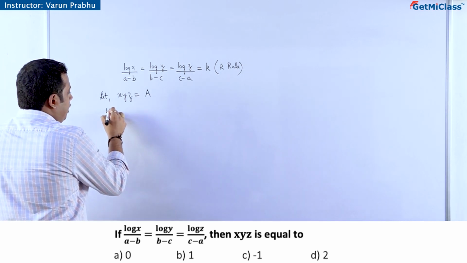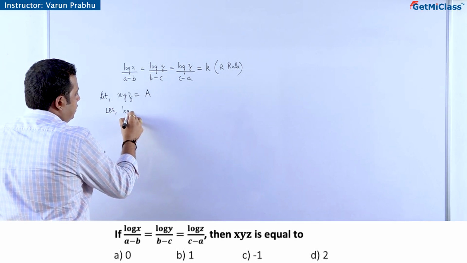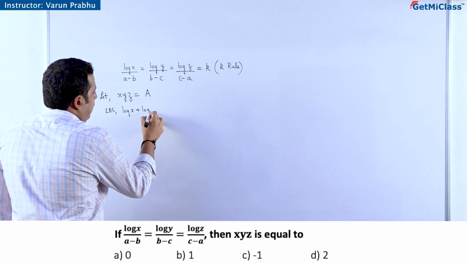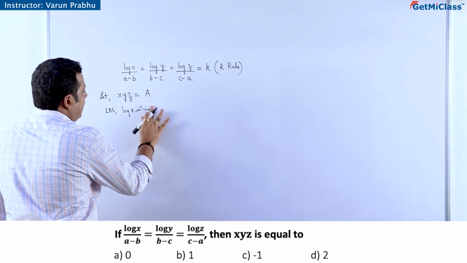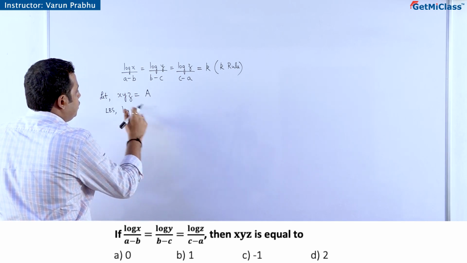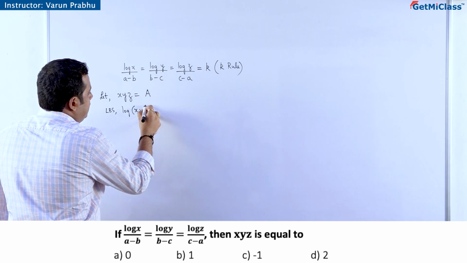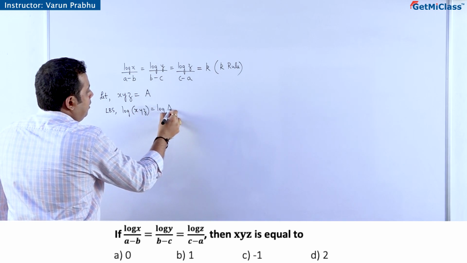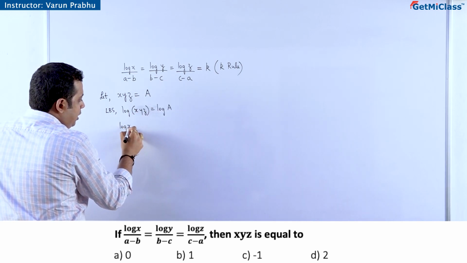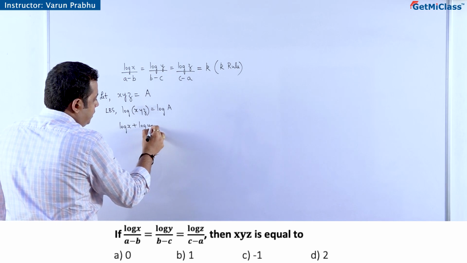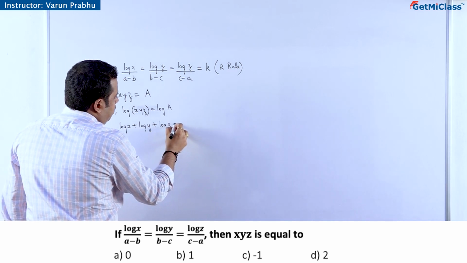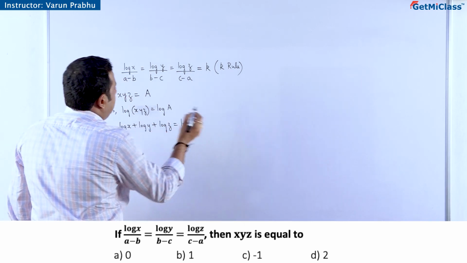Now what you do, you take log on both sides. First I'll take log on both sides. So log of xyz is equal to log a. Is it okay? So log of xyz can also be written as log x plus log y plus log z. That is equal to log a. Correct or not?